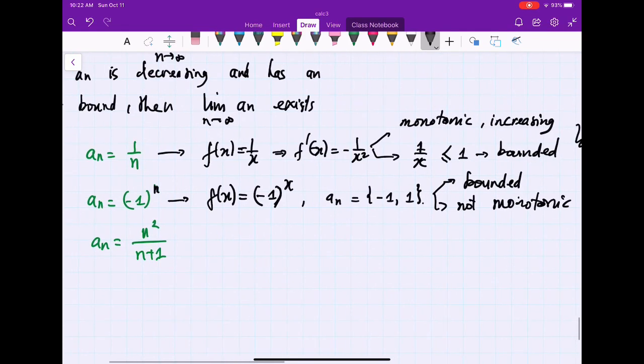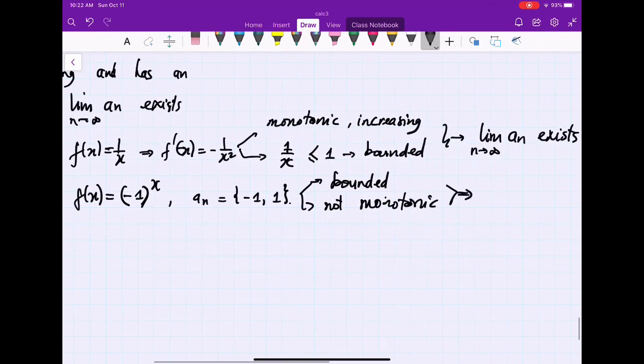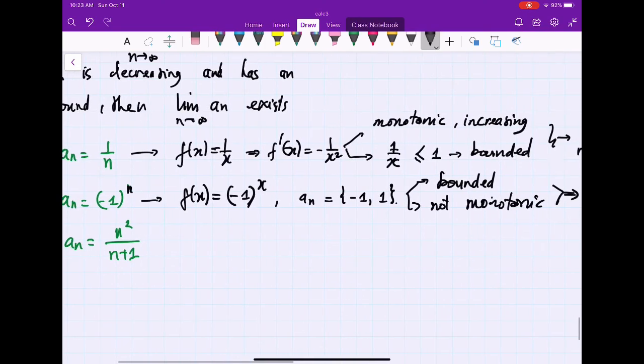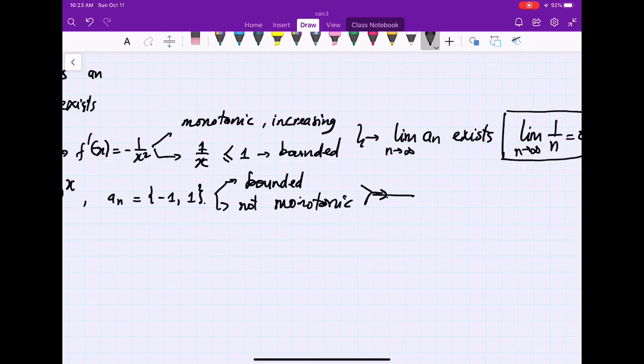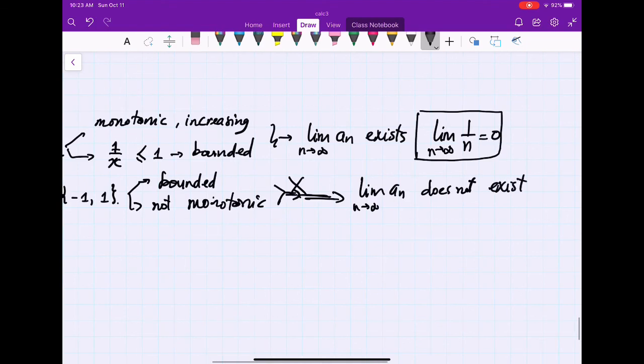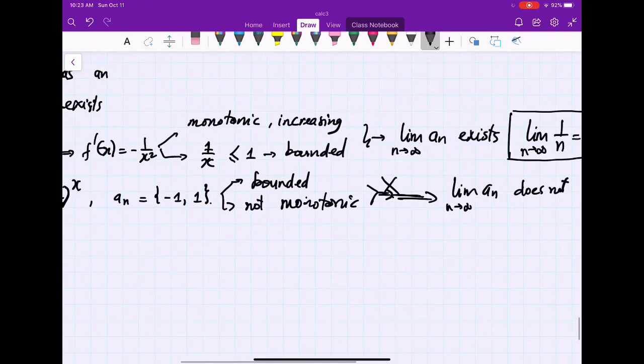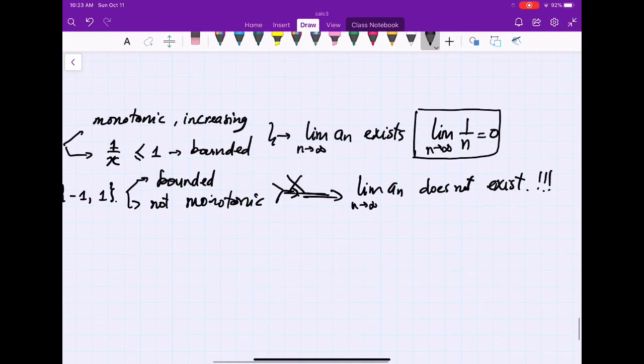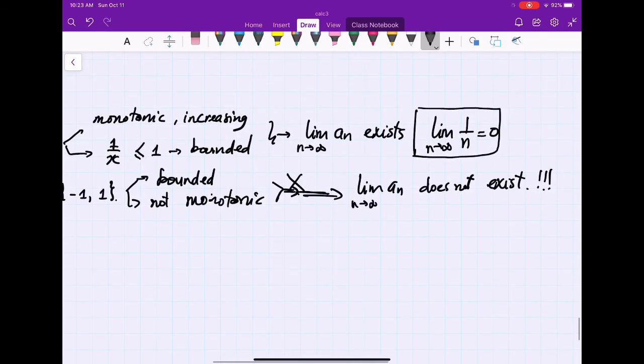And of course, that does not imply that the sequence does not have a limit. No, we don't have that implication. This is just a good example of a sequence that is bounded but not monotonic, and in this case the limit does not exist. I repeat again, from here it does not imply that the limit of a_n does not exist. Don't forget that. If the sequence satisfies both conditions, bounded and monotonic, then the limit exists. But if one of the conditions is not satisfied, that does not mean the limit does not exist.